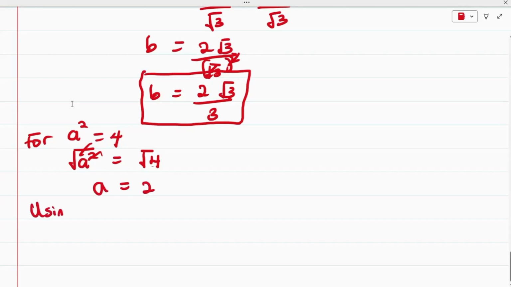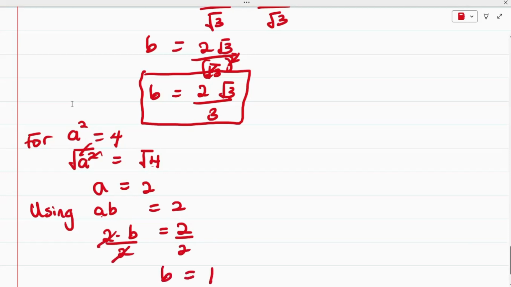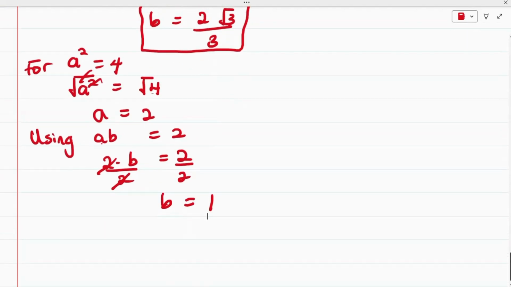So solving for b using ab equals 2, we have a to be 2, multiplied by b, which is equal to 2. So we want to simply divide both sides by 2. We cancel this out, so we have that b is equal to 2 divided by 2, which is 1, and we have b to be equal to 1.